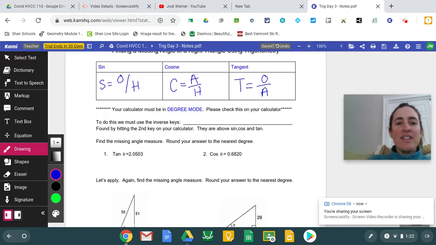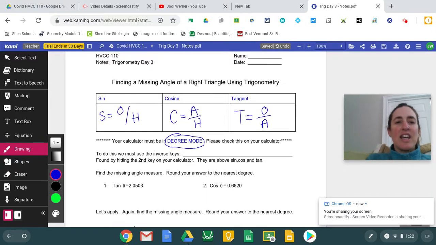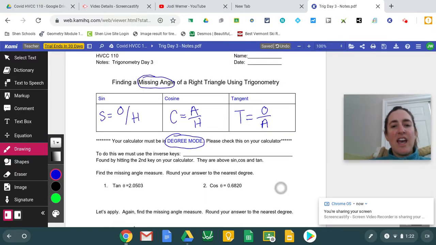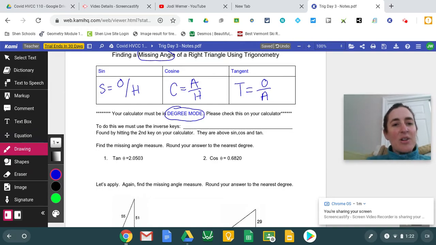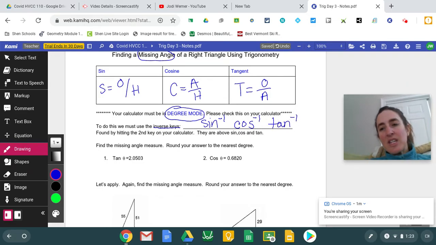So what we need to do is first check again, always important, punch a button on your calculator. Make sure your calculator is in degree mode. We went over that in lesson video 2. Since we're finding a missing angle today, different than yesterday when we were looking for sides, we must use the inverse keys on our calculator. Those are like sine to the -1, cosine to the -1, or tan to the -1. You can access those keys by hitting the second button on your graphing calculator, or the shift button, depending on how old your calculator is.